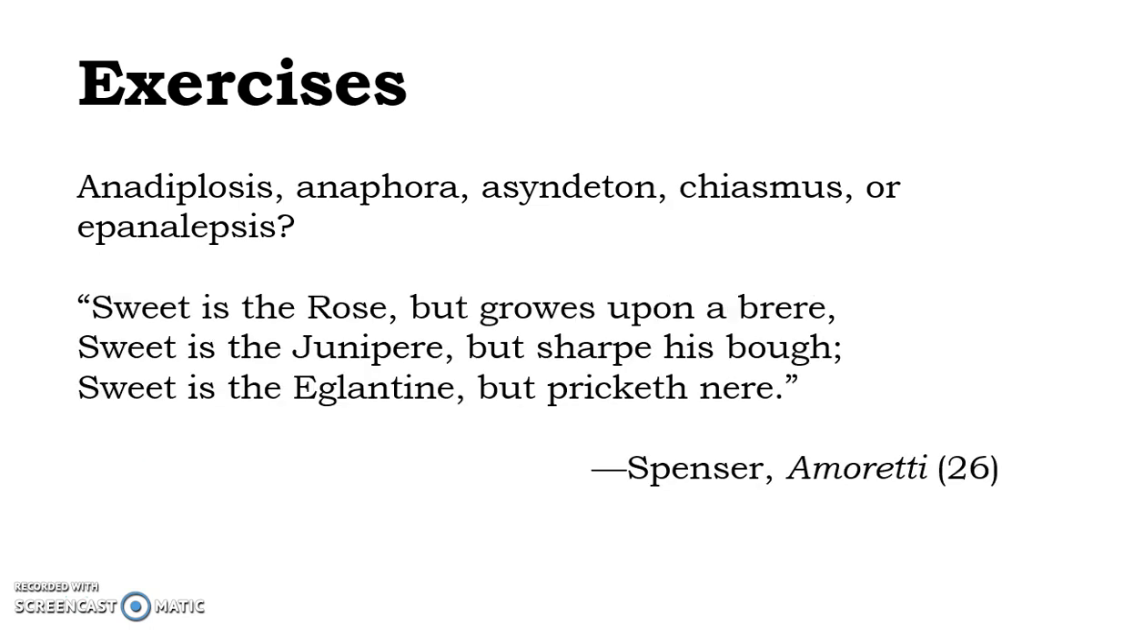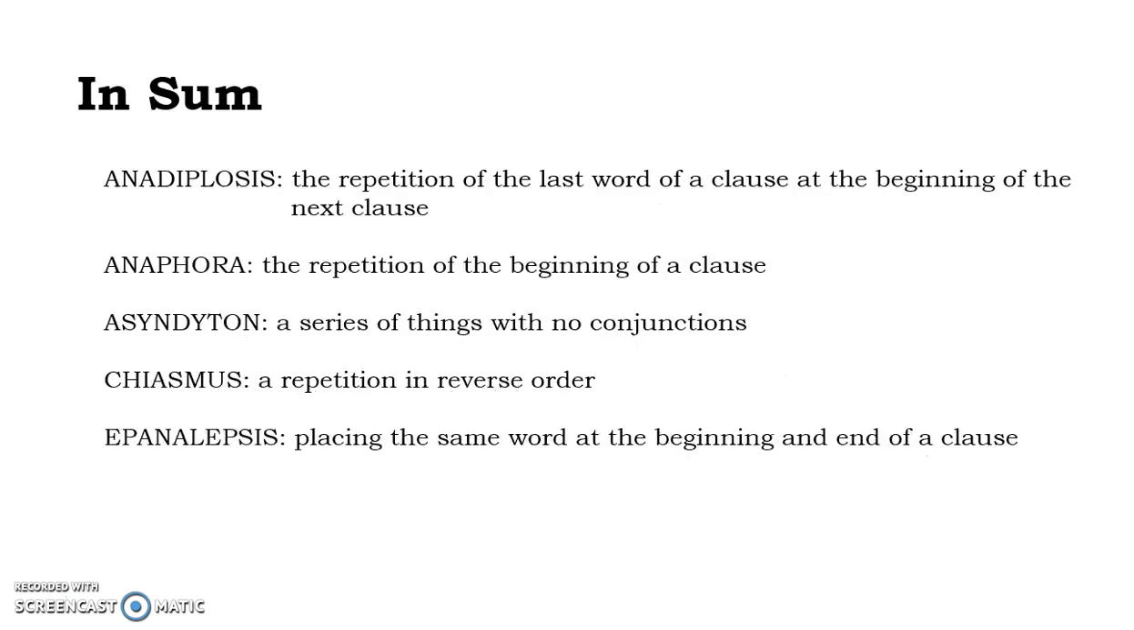From Spenser, sweet is the rose, but grows upon a briar. Sweet is the juniper, but sharp his bough. Sweet is the eglantine, but pricketh near. What is this? Well, the most obvious thing in this passage is the repetition of sweet, sweet, sweet at the beginnings of these lines. That's right. It's anaphora, the repetition of the beginning of a line.